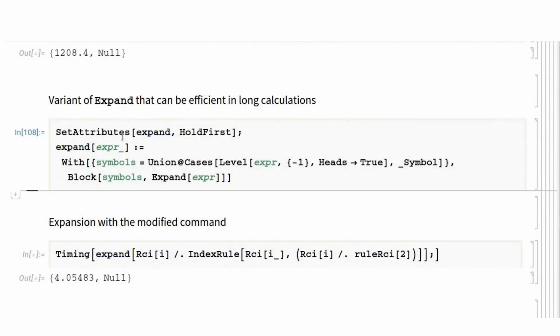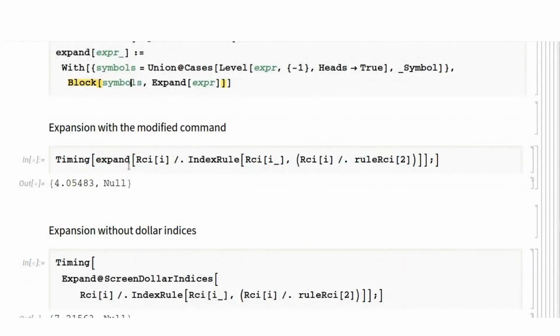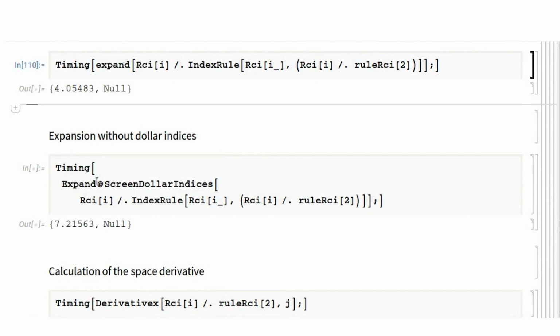So now I use this change expand command that freezes all symbols of the expression. So this prevents xTensor from trying to do things during the evaluation. And now the expansion takes a few seconds. It will be longer tonight, but it's still manageable.